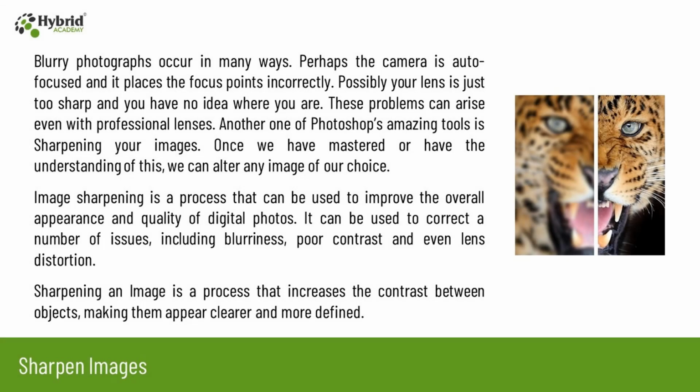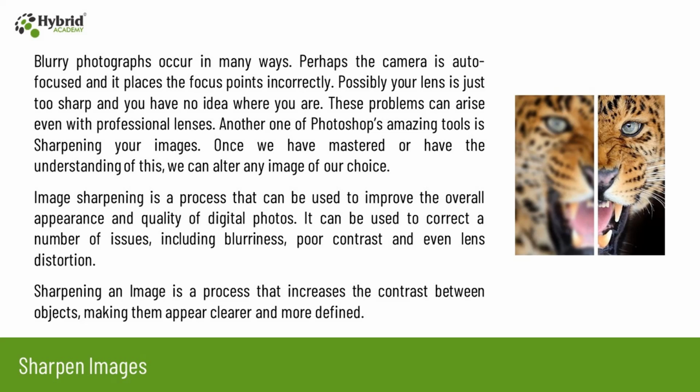Blurry photographs occur in many ways. Perhaps the camera is autofocused and it places the focus point incorrectly. Possibly your lens is just too soft and you have no idea where you went wrong. These problems can arise even with professional lenses. Another one of Photoshop's amazing tools is sharpening your image.